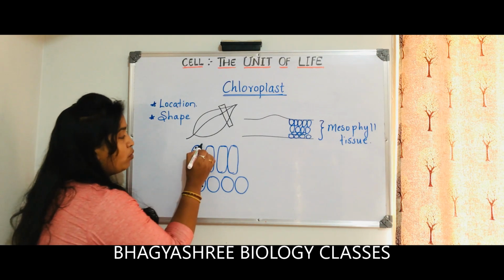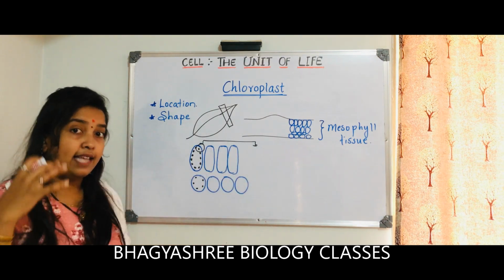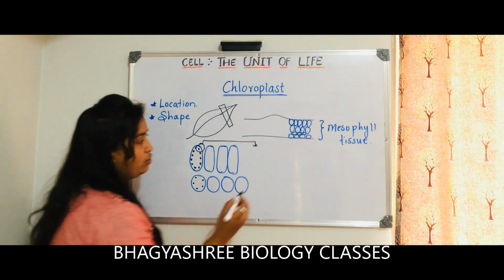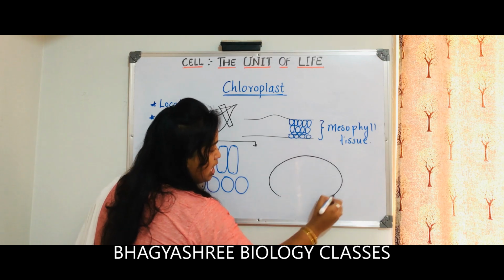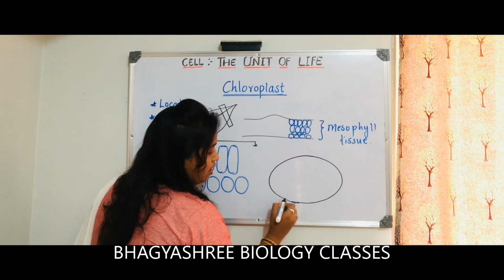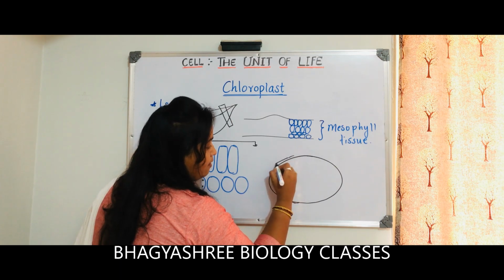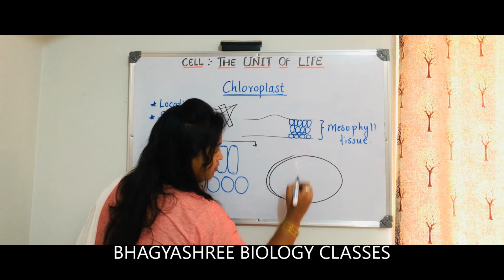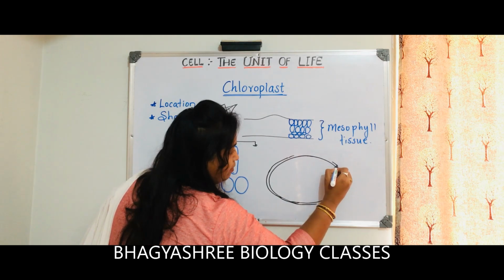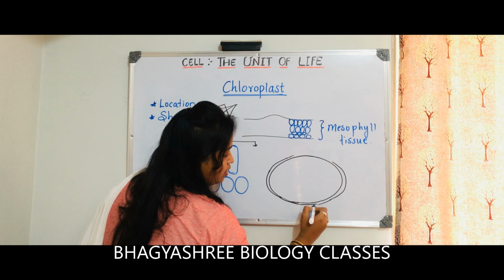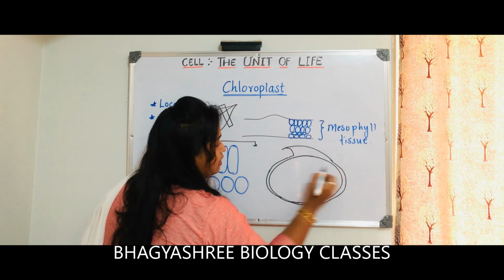Now, if you zoom in on this structure, what exactly will you see? The structure of chloroplast. See, the structure of chloroplast is somewhat like this, and you know, it is a double membrane structure. It has an outer membrane and an inner membrane, right? Like this.